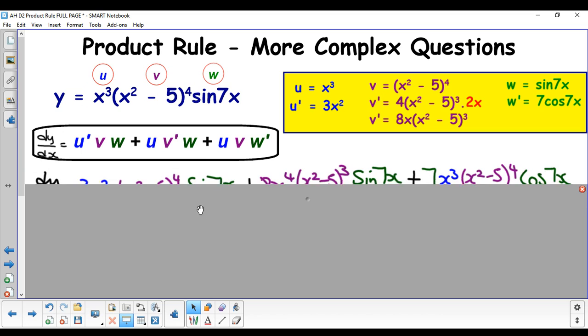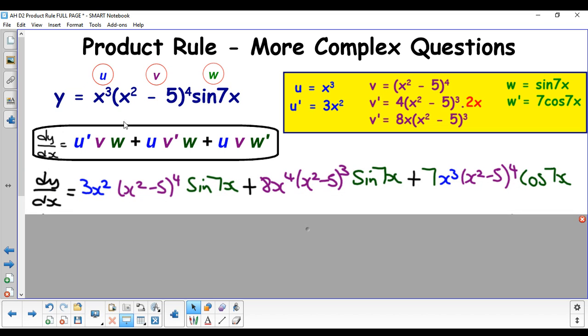Right, let's substitute in. I've not done any animations here. I've got the derivative of u with these two. Then I have the derivative of v with these two. And then I have the derivative of w, but I've used the colour there to show you. I've brought that 7 right to the front. So it's the 7 cos 7x, but I've just put it all like that with these two.